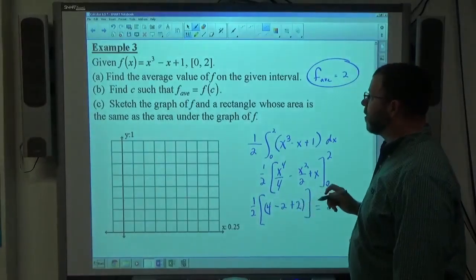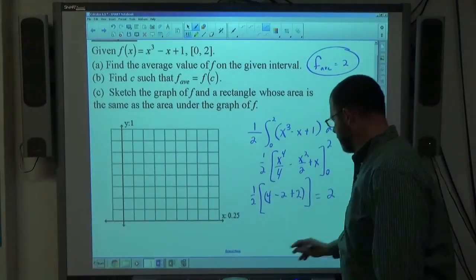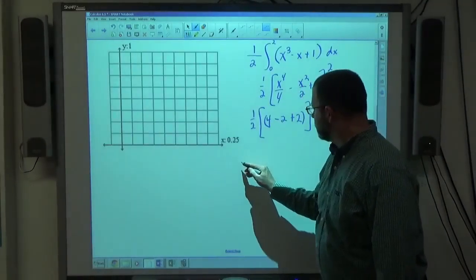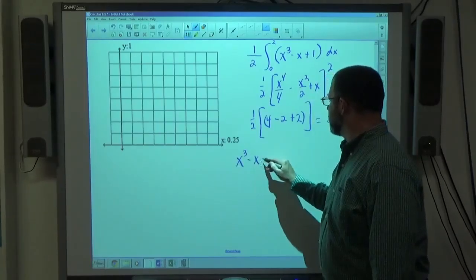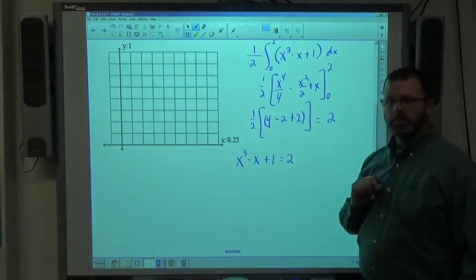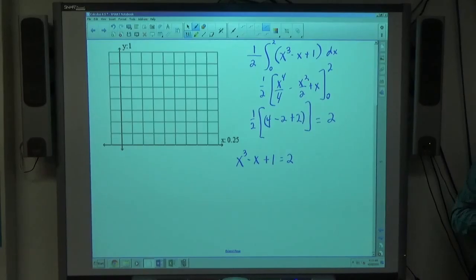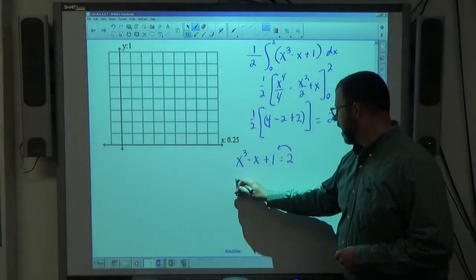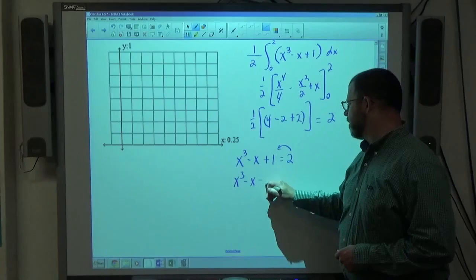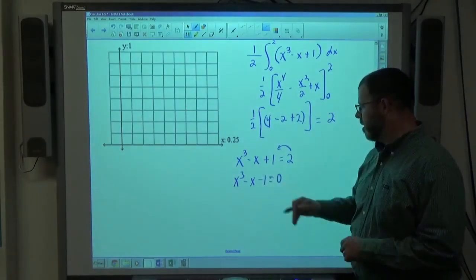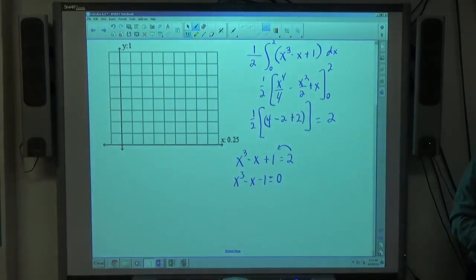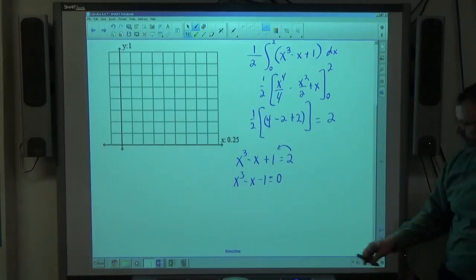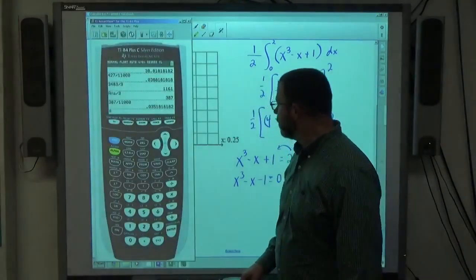So in other words, what they want us to do basically is x cubed minus x plus 1 is equal to 2. Set the function equal to the average value. And if I work this out, move the 2 to this side, I'm going to get x cubed minus x minus 1 equals 0. This being a cubic function, I don't know how to solve that by hand, so I'm going to use my calculator to get an approximate value.